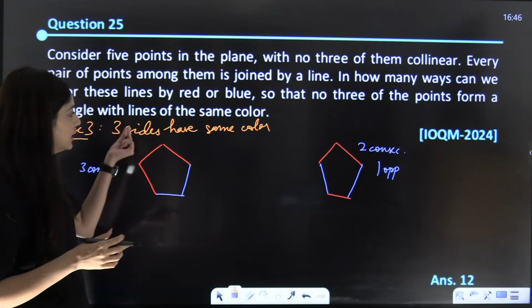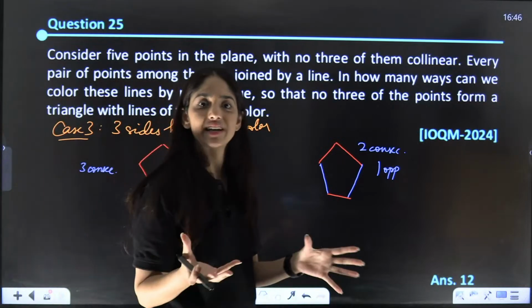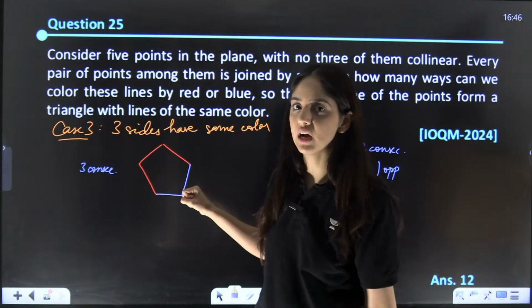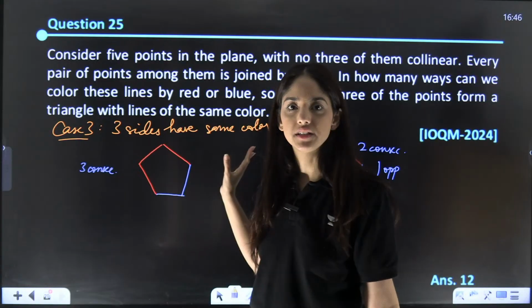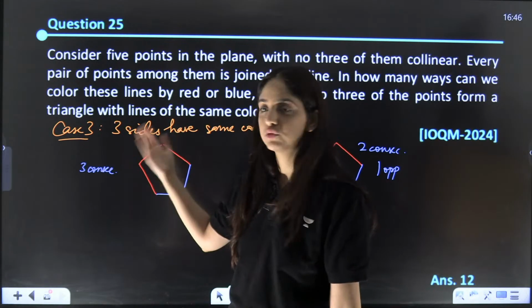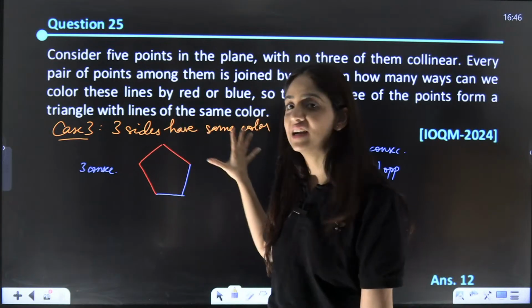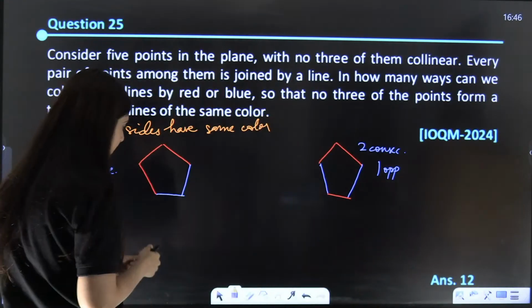Now 2 sides have the same color. We will not have a case 4 where 2 sides have the same color, because if 2 sides have the same color, that means the other 3 have the same color, and we already considered that. If one side has the same color, that means the other 4 have the same color, which we have already considered. So this is our last case, which has 2 possibilities. Let's look at them one by one.